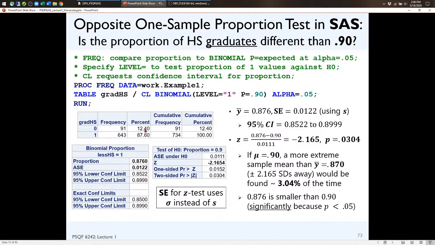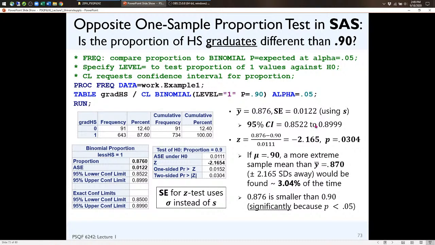So again, 12.4% of the people did not graduate high school. That means 87.6% did. And so in this case, we're comparing the 0.876 proportion to the null hypothesis of 0.9. And lo and behold, we get exactly the same z-value, but with a negative sign. That is to be expected because this is the same test, just from a different perspective.